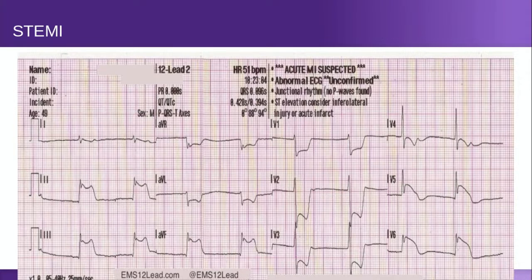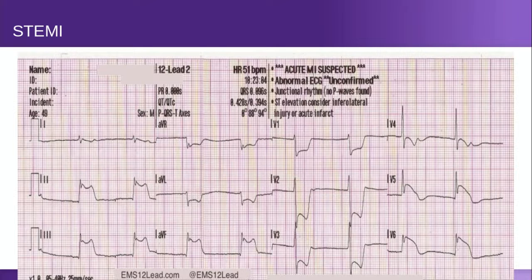So important to know for STEMIs, it is an emergency. We have to act quickly to limit the infarct size, so to limit the damage size. We have to open the artery that's affected within 90 minutes of presentation to the healthcare facility to restore blood flow and therefore oxygen to the heart muscle. Otherwise, we run the risk of this infarct becoming permanent.